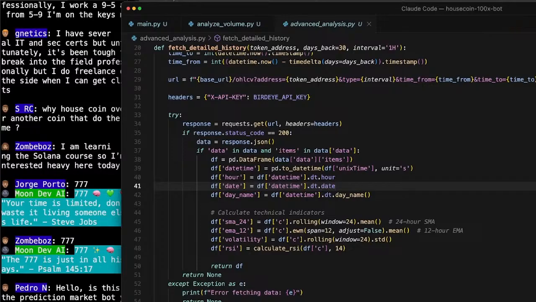All right, so this is our official strategy. You can delete all the other files besides the analyze volume and advanced analysis, but the other bot files, we don't need them anymore because we got the full strategy all explained here.